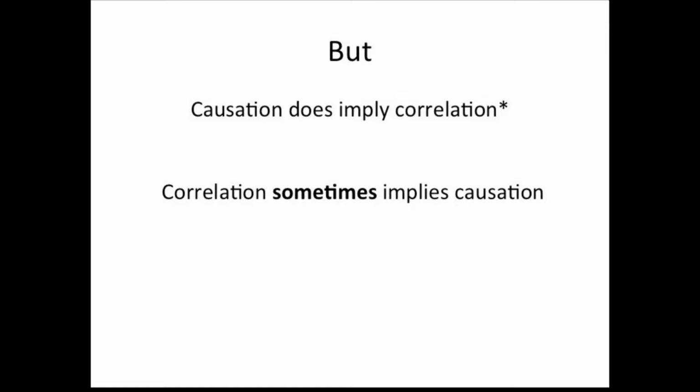And what that means is that correlation sometimes implies causation, and sometimes it doesn't. So when you observe that smokers don't live as long on average as non-smokers, that might mean, it could be the case, that smoking made that happen. But it's not necessarily the case that smoking made that happen.